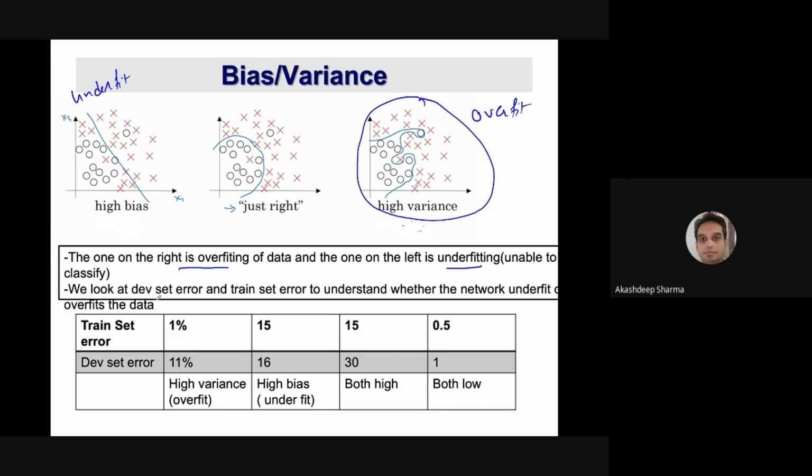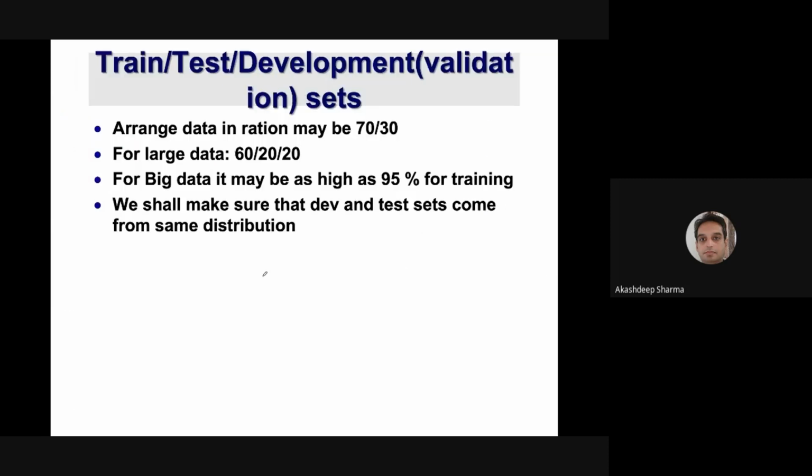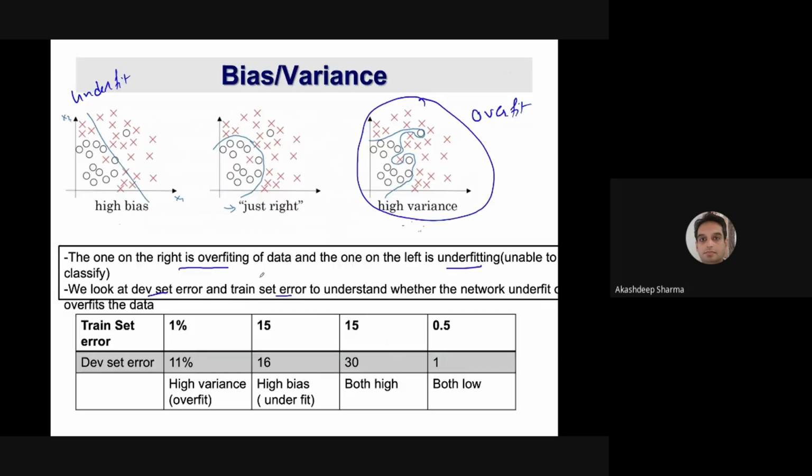So we look at both. Both are important for you, dev set error as well as train set error, to understand whether the network is underfit or overfit, right? So on the next slide, I think I had... Okay, I have missed that slide. So I'll tell you the general rules of what you have to do in that case.